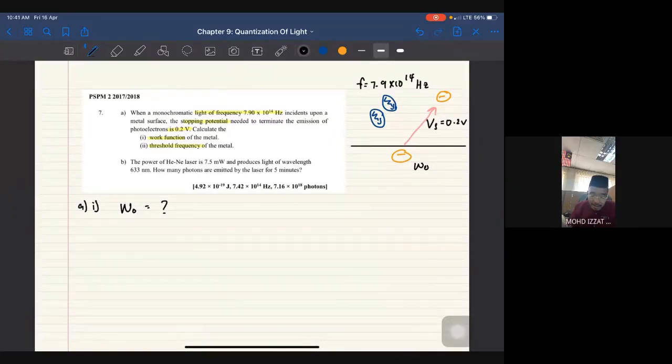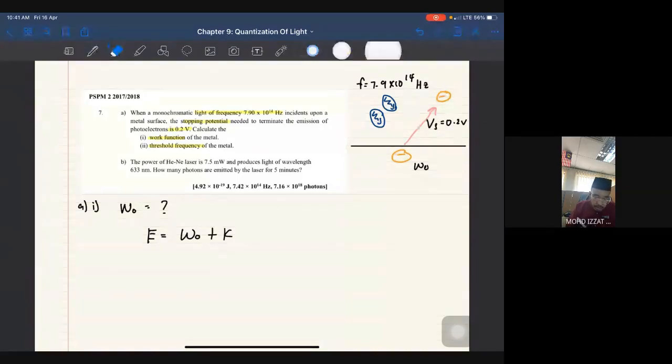Okay, so the key thing to solving this problem is that you have to use Einstein's equation. Kalau dia bersendirian and they want you to find the values over here, you have to relate with others. So basically, these three is the energy, so you just have to relate those three lah. So it will be E equals to W naught plus K. Okay, so you can find incident light punya energy by using formula of hf.